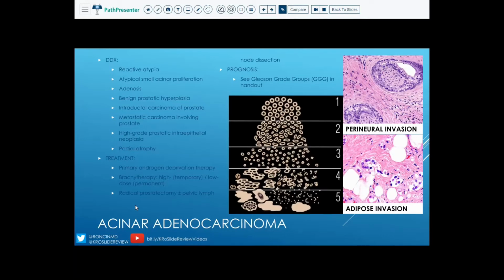There is a lot of information in your handout pertaining to grading, the prognostic grade groups, and how you stage it. I also included pictures of both your pathognomonic features, which are in the presentation here, and pictures of the non-pathognomonic features that we talked about.